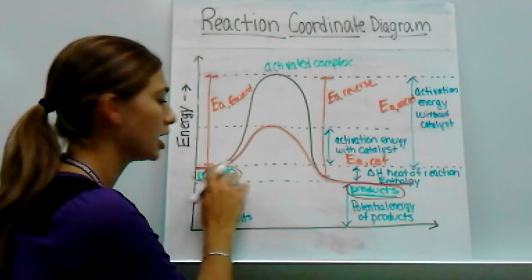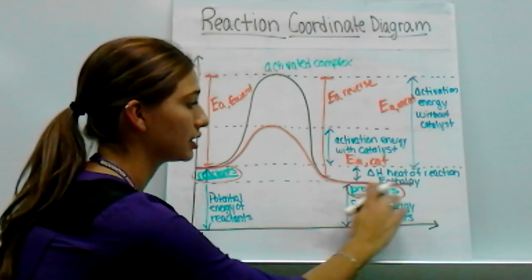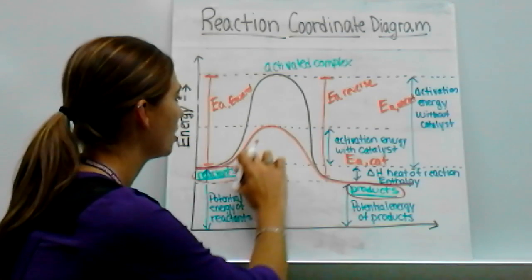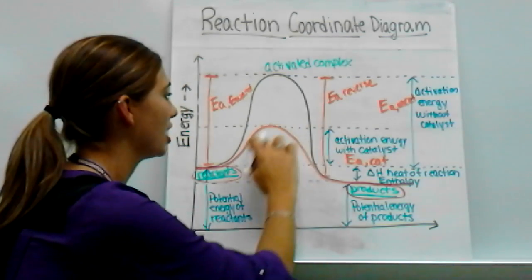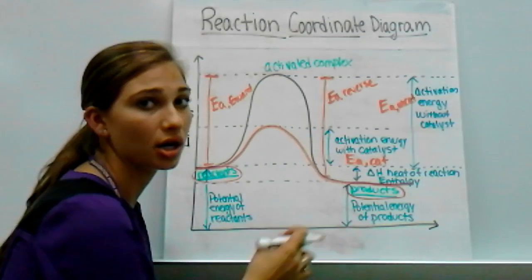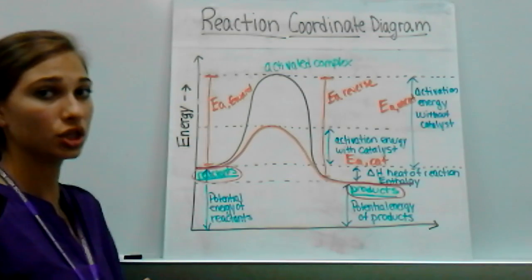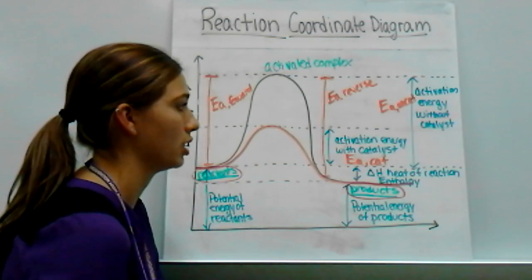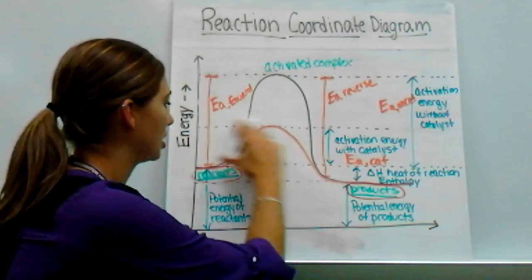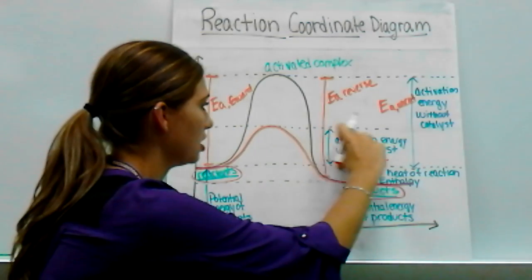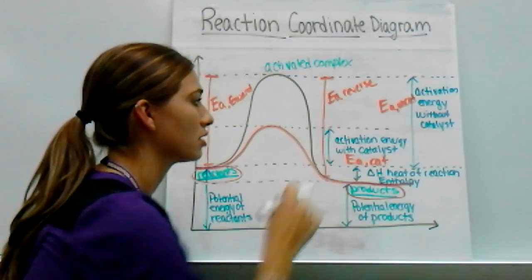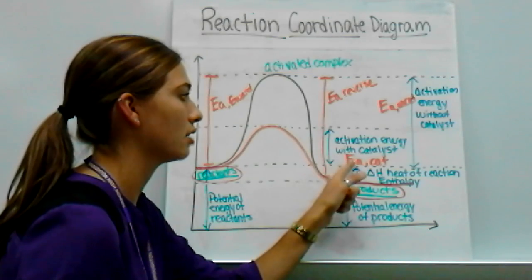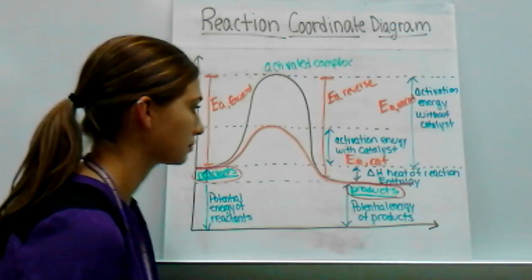If you notice, we are starting at the same point and ending at the same point, but we don't need as much energy in order for the reaction to actually occur. That's what our catalyst does. It lowers that activation energy for us. So if you look at these dotted lines right here, that's the activation energy required with the catalyst. And we can write that EA cat.